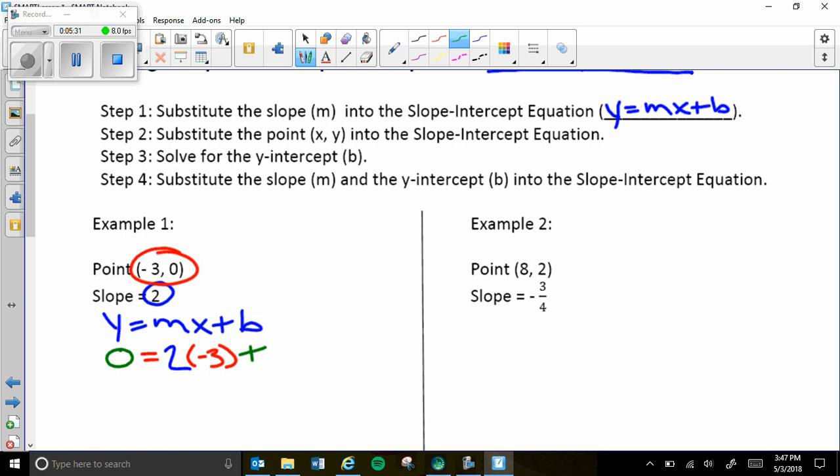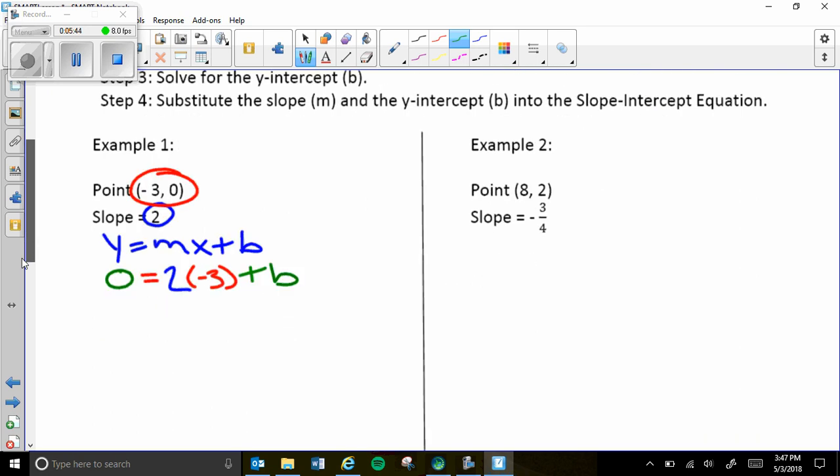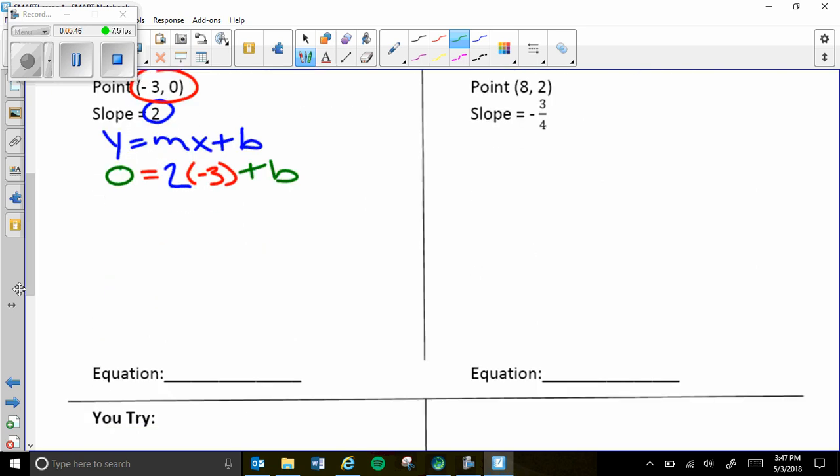Now I don't know b. Remember, that's what we're solving for. So we're given a slope and a point. We're plugging both of those parts into y equals mx plus b in order to solve for b. Now I look at this equation and say 2 times -3 is -6. I need to get b by itself, so I'm going to add 6 to both sides, which leaves me with b equals 6.